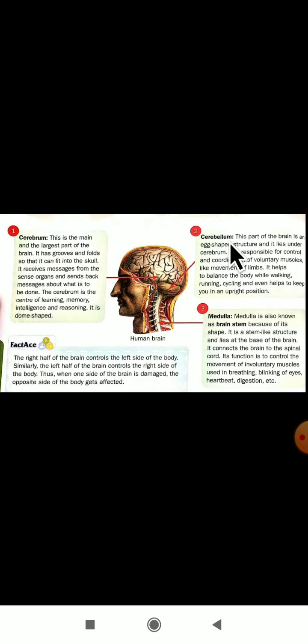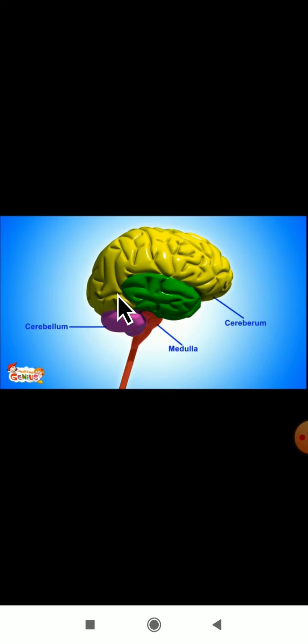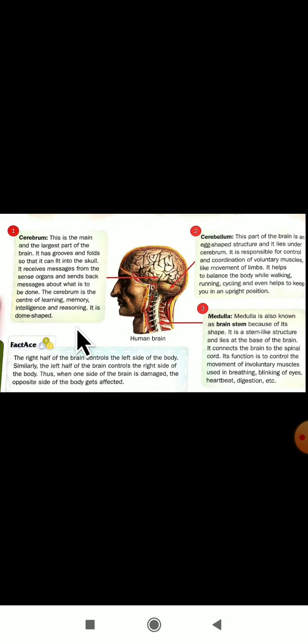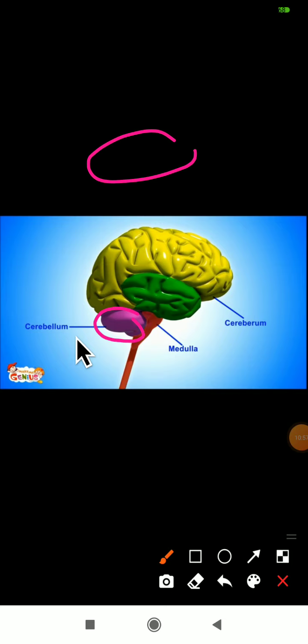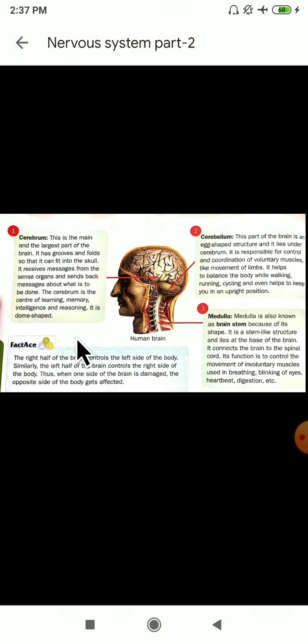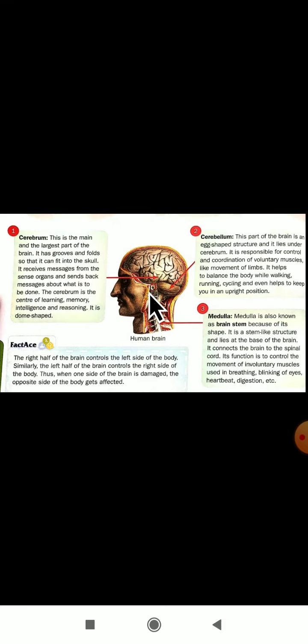Let us see about the cerebellum. This is a part of the brain and is an egg shaped structure, and it lies under the cerebrum. Yes, which are we learning? We are learning about the cerebellum. It is a part of the brain and it is egg shaped. Can you see here? The cerebellum is egg shaped. And where does it lie? It is below the cerebrum.